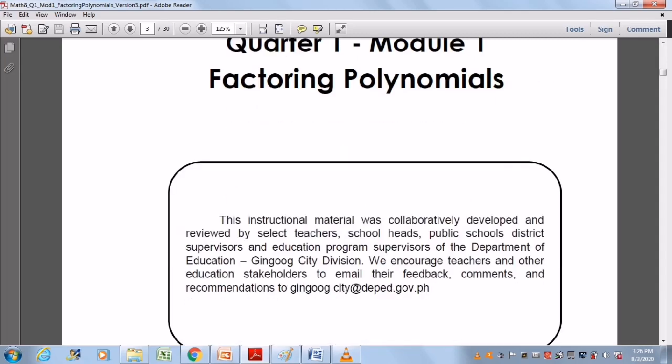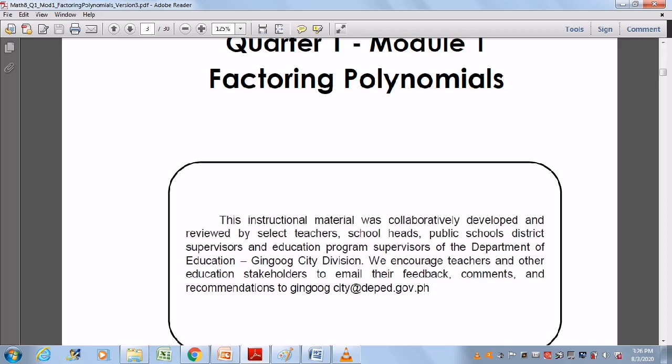Lalo na sa division namin, we're still waiting for the modules, prescribed modules to be utilized and used ng division or ng district nyo. And then, nakalagay dito sa third page, yung these instructional materials was collaboratively developed and reviewed by select teachers, school heads, public schools, district supervisors, and education program supervisors of the Department of Education. Ito kasing example ay from Gingoog City Division, Region 9. So, ginamit ko lang siya as example, but most likely, ganito rin naman yung itsura ng ibabang modules ng bawat division. So, credit po sa may-ari ng modules na to, ililink ko na lang din sa description box. So, no copyright infringement intended.